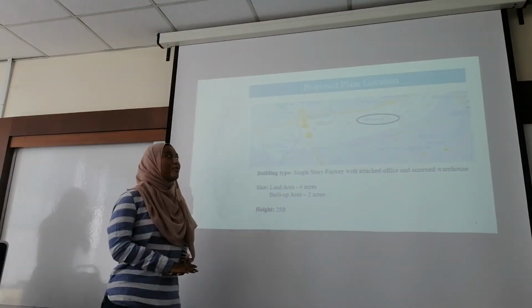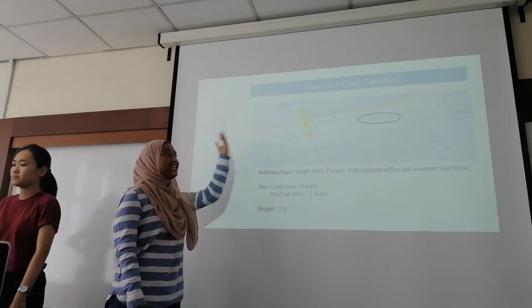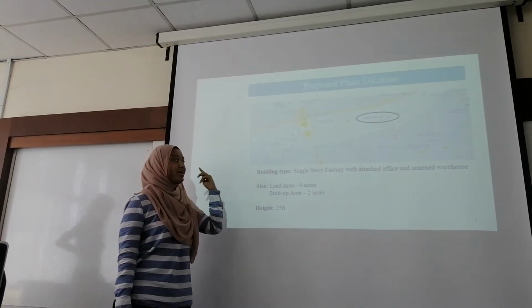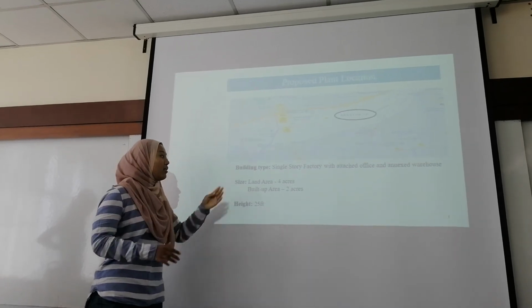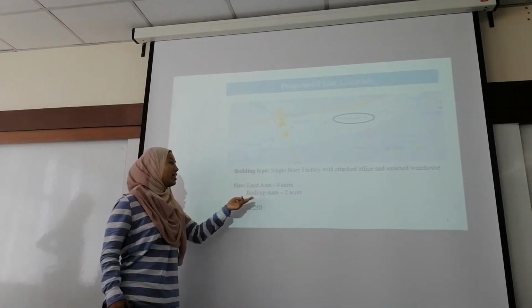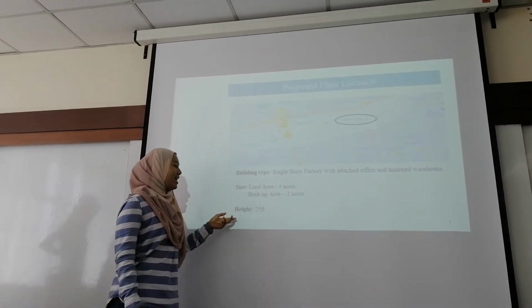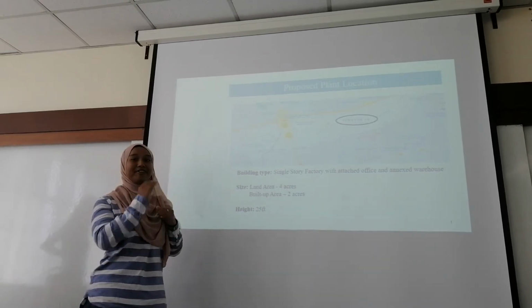So our proposed plant location is in Shah Alam, Section 15. Our building type will be a single-story factory with attached office and annexed warehouse. Our land size area will be 4 acres and the built-up area is 2 acres. Our height will be 25 feet.